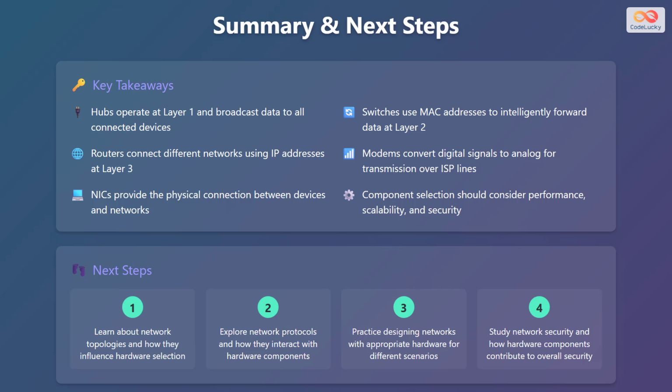To summarize, hubs broadcast data, switches intelligently forward data using MAC addresses, routers connect different networks using IP addresses, modems convert digital signals to analog for ISP lines, and NICs provide the physical connection between devices and networks.